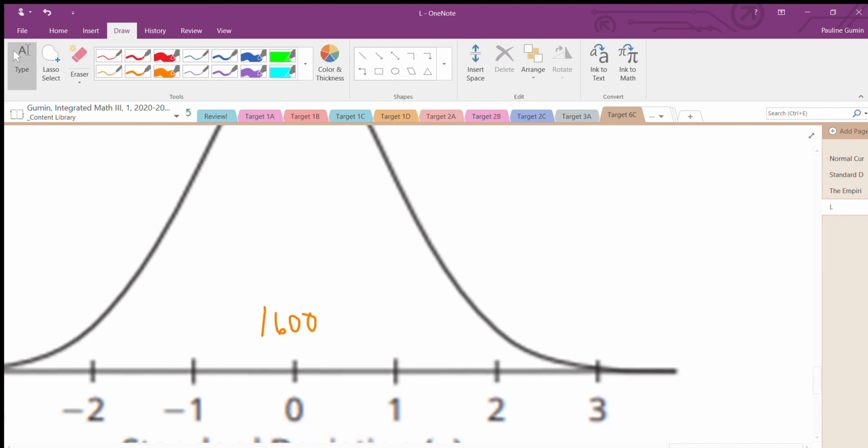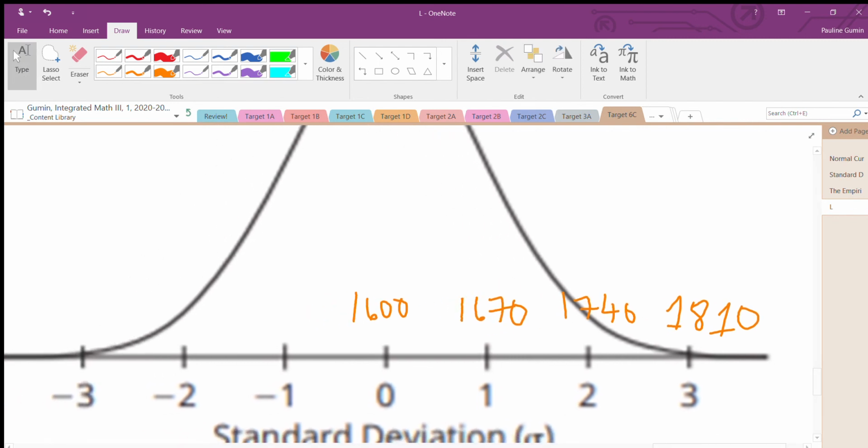Let's do it. 1,600 plus 70 is 1,670. Plus 70 is 1,740. Plus 70 is, okay, just double checking my math, 1,810, right? Yes, okay. Can't believe I am doubting my skills today. Shame on me, guys, shame on me. All right, let's go down by 70. 1,600 minus 70 is 1,530.